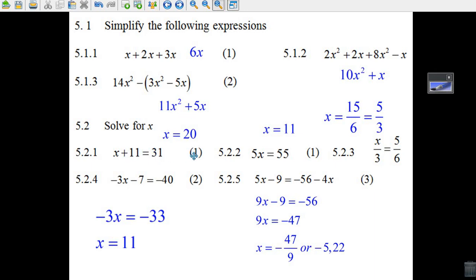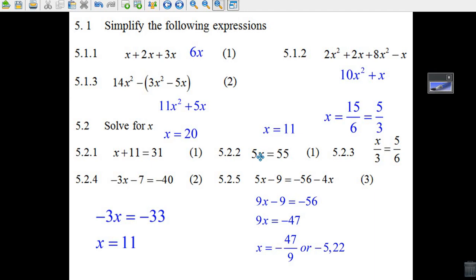Okay, some very straightforward solving for x questions. You could look at this and go, x must be 20, because 20 plus 11 equals 31. X is an unknown. It's like a box where you could put different numbers in to make it true. There's things you could put in that would make it false, but this is called the solution. Now, if you showed that you subtracted 11 from both sides to get x equals 20, that'd be good, because that's exactly what's happening. 11's being subtracted from both sides.